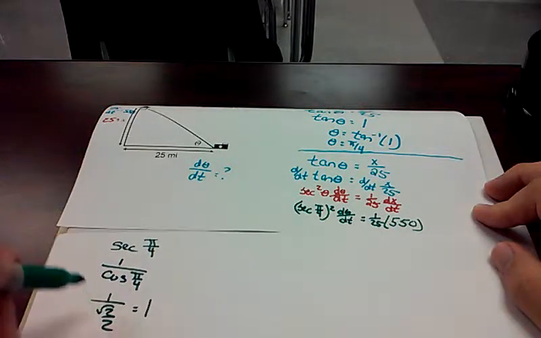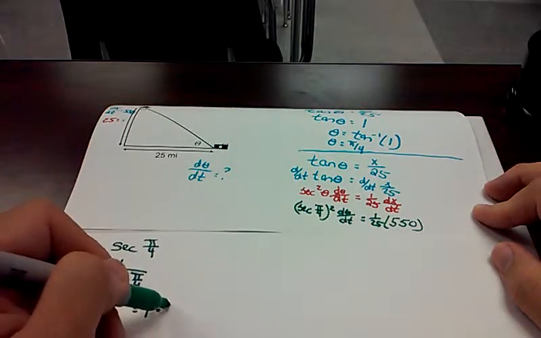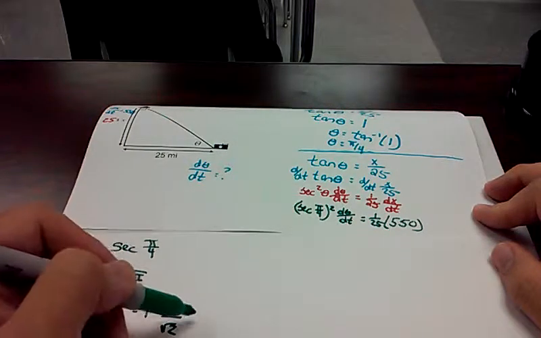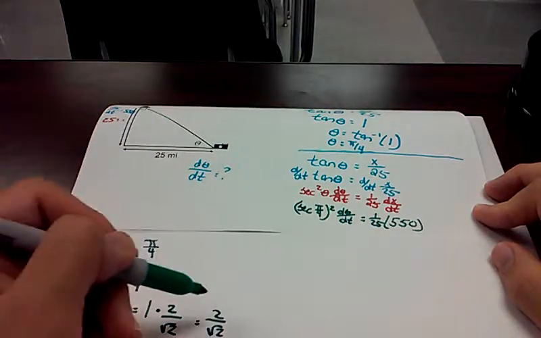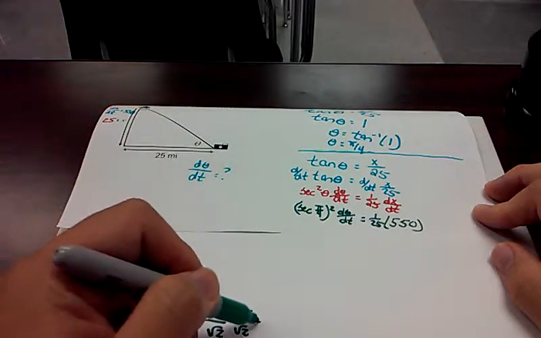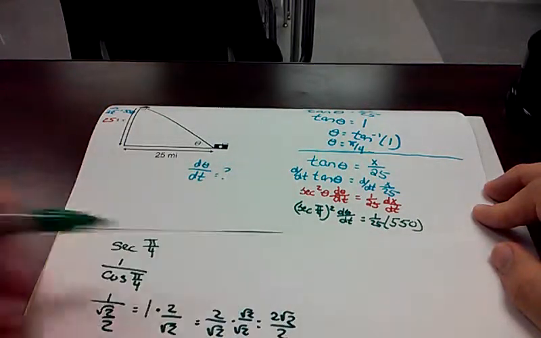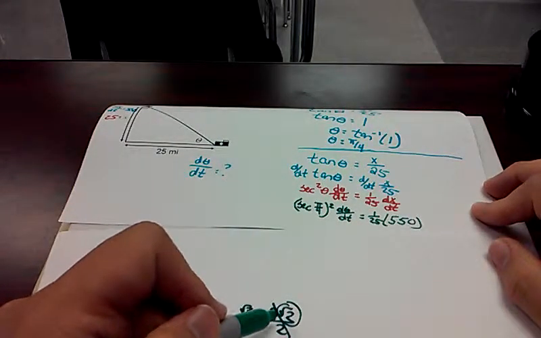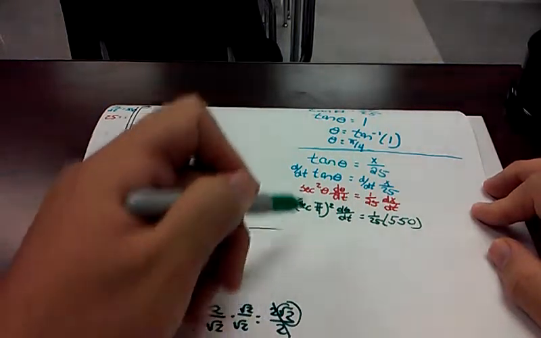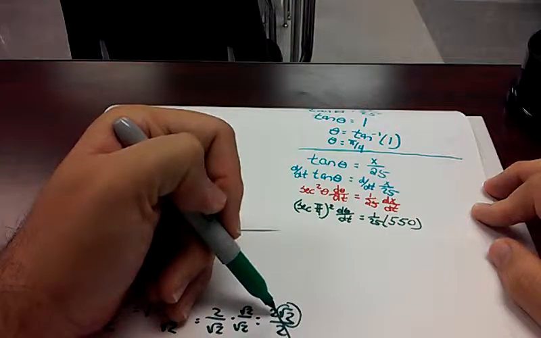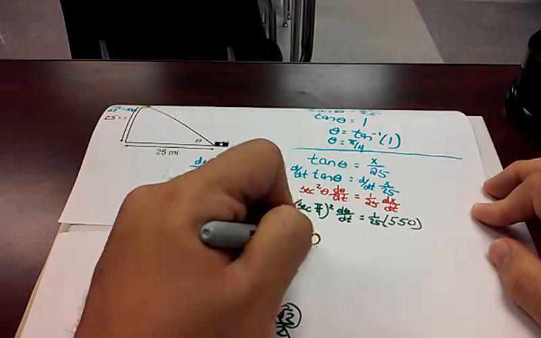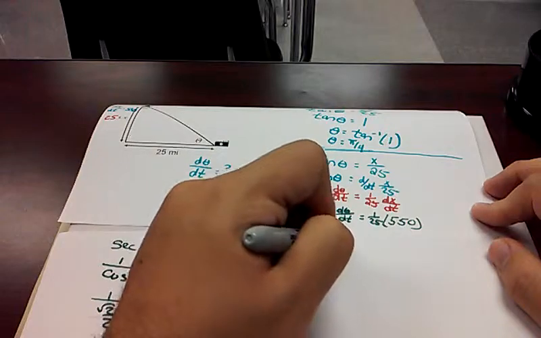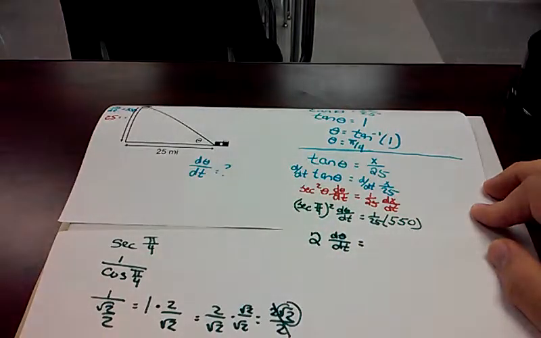And so I'm going to leave the 1 alone, change the division to multiplication, and then flip this. So that's going to give me 2 over root 2, and then I'm going to rationalize this, so multiply by root 2 top and bottom. That's going to give me 2 root 2 over 2, and then the 2's are going to cross out, so that'll just be root 2. So secant of pi over 4 is root 2. If I square the square root of 2, that's just going to give me 2. So I'm going to have 2 times d theta over dt, and then 1 over 25 times 550 is going to give me 22.